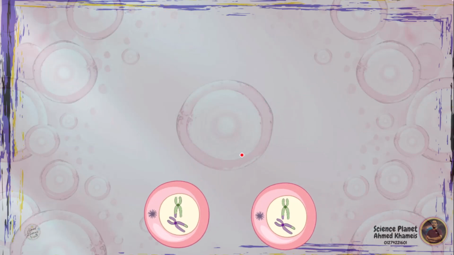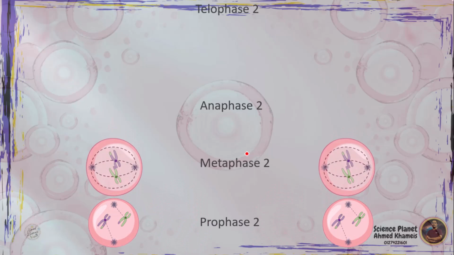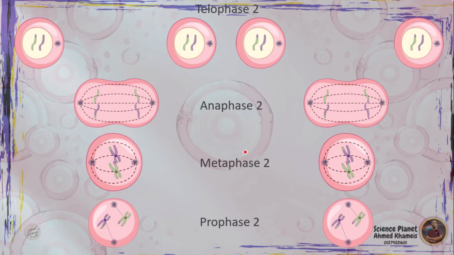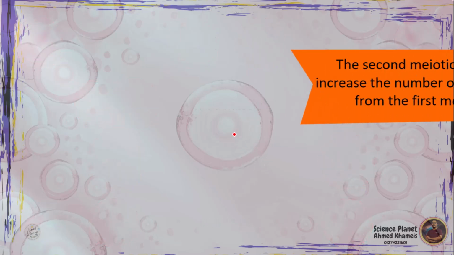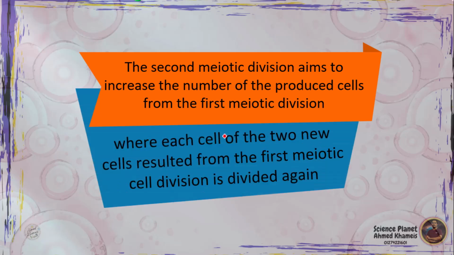And then we enter the second meiotic division, where the cell divides by the same stages: prophase 2, metaphase 2, anaphase 2, and by the end of telophase 2, we have 4 cells. Each of them contains half the number of chromosomes. So the second meiotic division aims to increase the number of cells produced from the first meiotic division, where each of the 2 new cells is divided again.